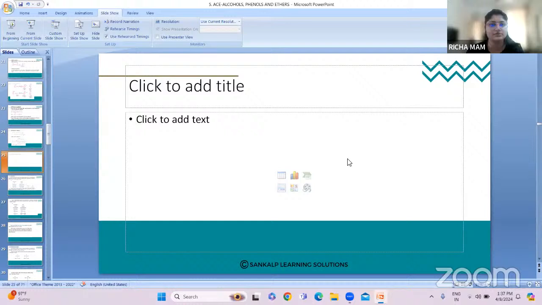Then we had started with the nomenclature, right? So we have seen some of the compounds, how to write the common name and IUPAC name of those compounds. Then we have also seen how to write the names for the cyclic compounds. Now we are left with phenols, how to name the phenols. So let us see how to give the names to phenols.